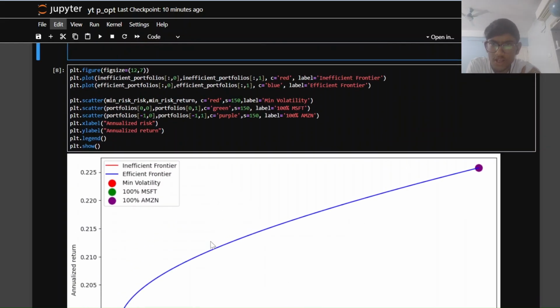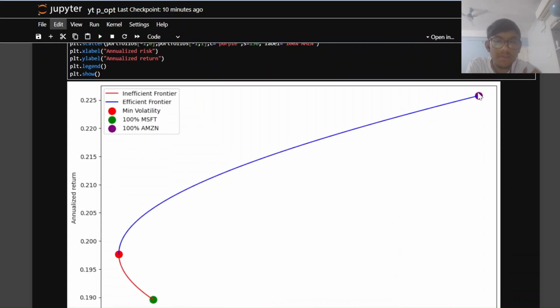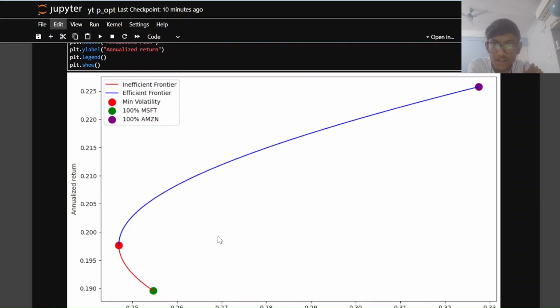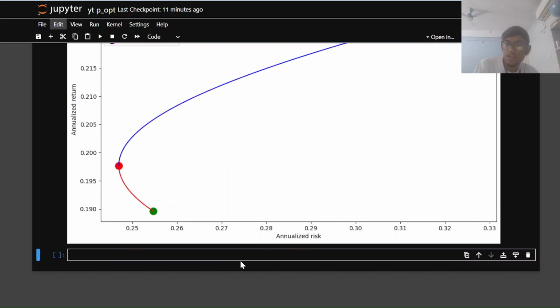And what else? So, as I've mentioned before, this is called the efficient frontier, and this is called the inefficient frontier. This purple dot basically is the 100% Amazon point, wherein you put 100% of your capital into Amazon, and this green point means you're putting 100% of your capital into Microsoft, right? And now we need to figure out which point on this curve has the highest Sharpe ratio. So let us do that.